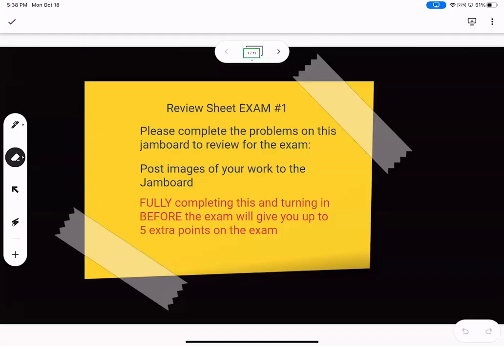Okay, so we're gonna go over the review sheet. If you completed the problems, please look over your problems, see if you came to the same answer. And if you didn't, take a look at how we received that answer so you can be ready for the test tomorrow.